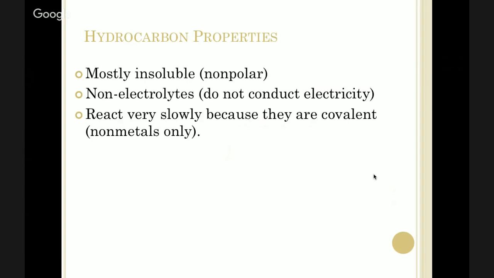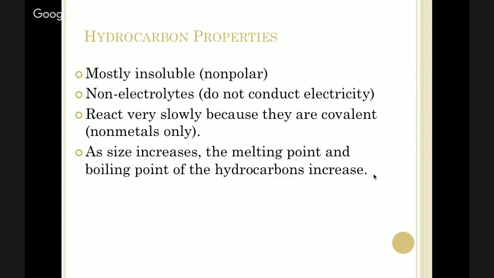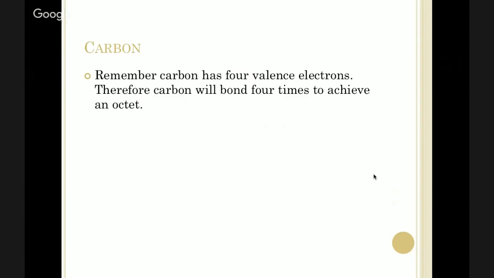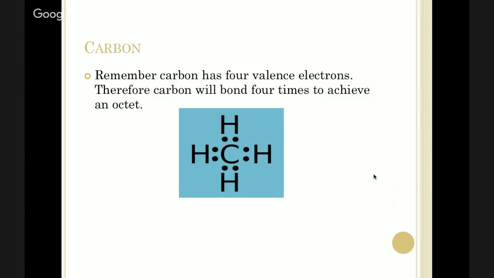They react very slowly because they're covalent and nonmetals only. As their size increases, their melting point and boiling point increase because they have stronger forces. Smaller hydrocarbons may be gases, and larger hydrocarbons may be solids at room temperature because the higher their mass, the stronger their forces. Remember that carbon has 4 valence electrons, therefore carbon will bond 4 times to achieve an octet.